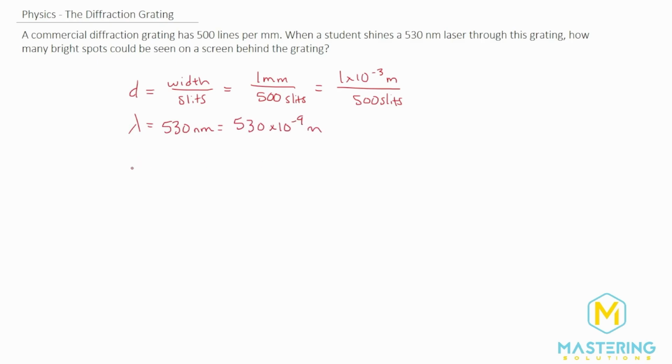And how many spots? We need to figure out the maximum number of m that we'll see. For the bright spots, you have to remember that m has to be a positive number, so it has to be 1, 2, 3. Obviously the central one is going to be 0. So we know it has to be a positive whole number, but how do we get there?